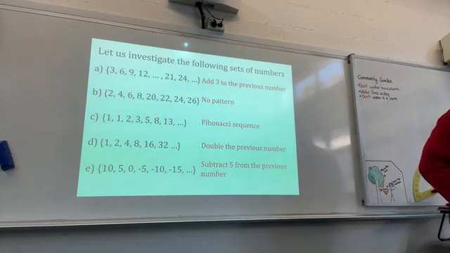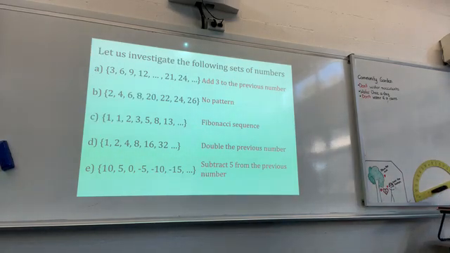A would be add 3 to the previous number. B, there's actually no pattern at all. C is a Fibonacci sequence. D, how I describe it, is not to the power of n. It's actually double the previous number. And E is subtract 5 from the previous number.